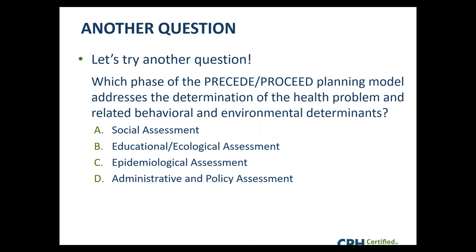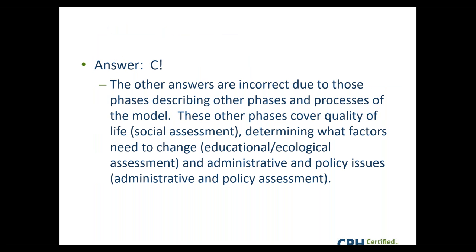So we'll just take a few minutes again for you to jot down your answer. Again, A, social assessment, B, educational, C, epidemiological, and D, administrative and policy. Okay, next slide, please. Well, that answer was C. The other answers are incorrect because they describe other phases and processes of the model. For example, social assessment is about quality of life. We'll be talking about this more in a moment. Determining what factors need to change in your program is part of the educational ecological assessment. And the administrative and policy assessment deals just with that, administrative issues and policy. So that answer was epidemiological assessment.